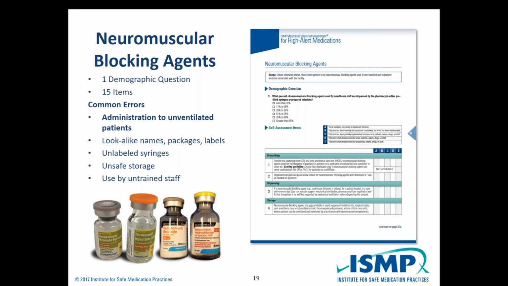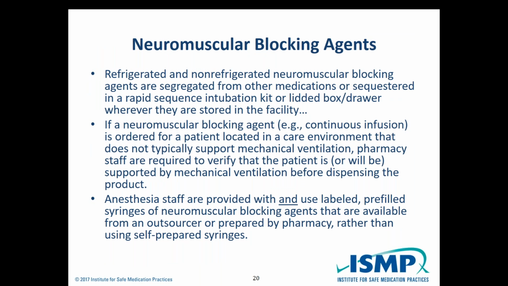There are 15 items, many of them on the common errors that we've received in through our reporting program: administration to unventilated patient, lookalike names, storage. And some of these items are refrigerated, non-refrigerated neuromuscular blocking agents are segregated. This is something that ISMP always promotes.